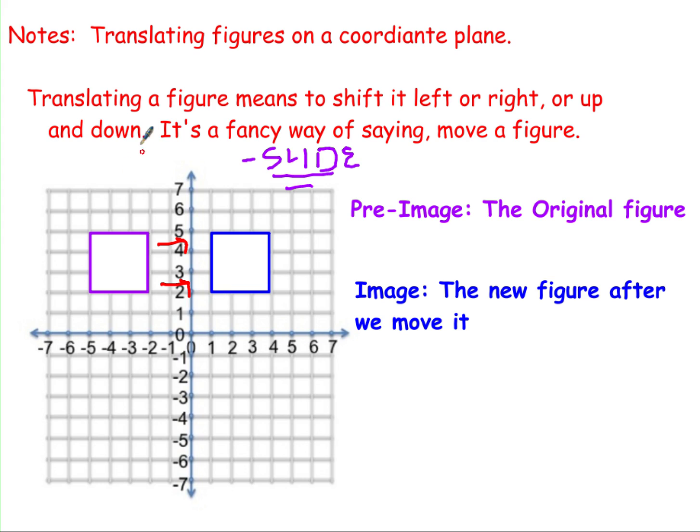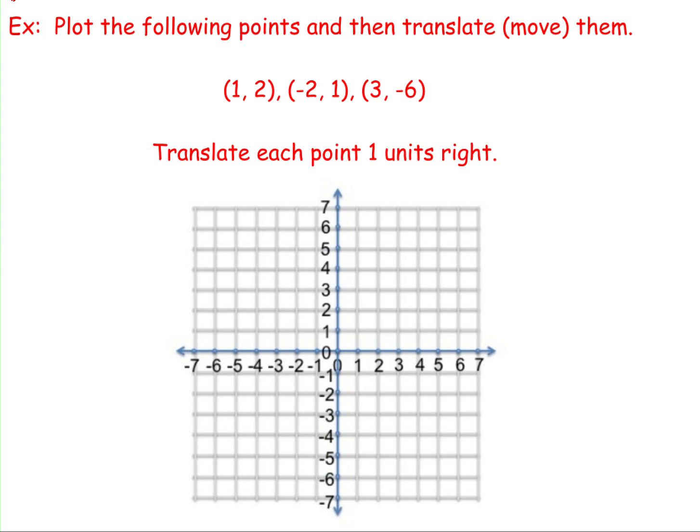We're going to take a look at some examples of what exactly we're talking about. Here I have a problem where it says plot the following points and then translate, move them. Here I have the points 1, 2, negative 2, 1, and 3, negative 6. I'm just going to plot my points here real quick. Here are my three points. Now what it's asking me to do is translate each point one unit to the right. Right now, these three points are my pre-image. I could connect them to make a figure if I want, but right now I don't want to.